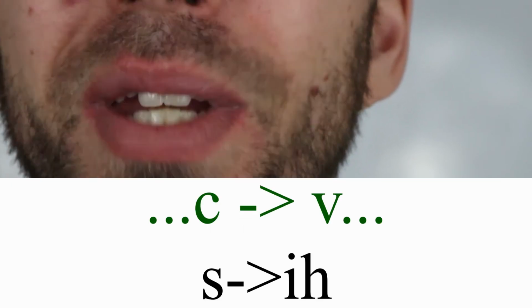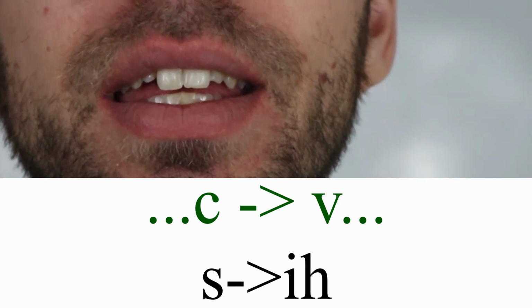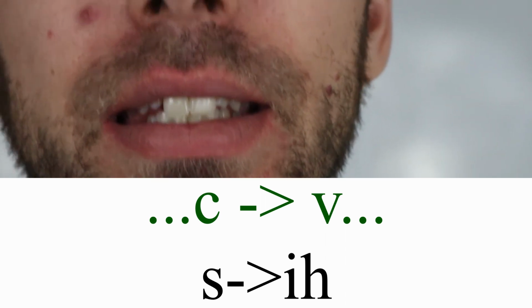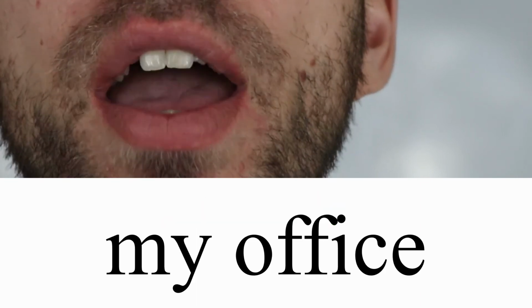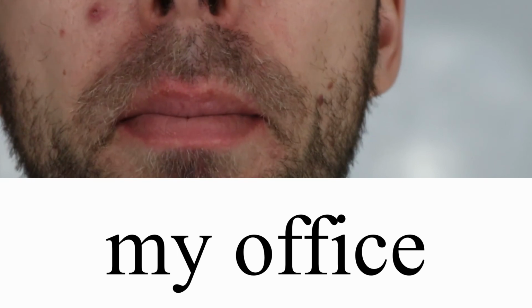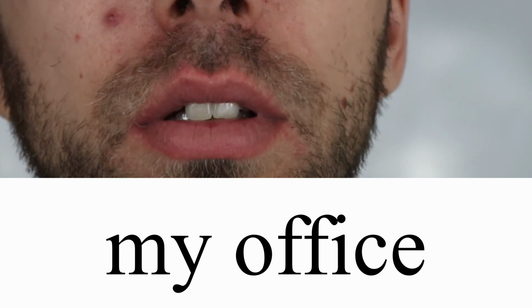So of course we're going from an S sound to an I, the second vowel. Siz. So we do get a connection there. Consonant to vowel. My office.